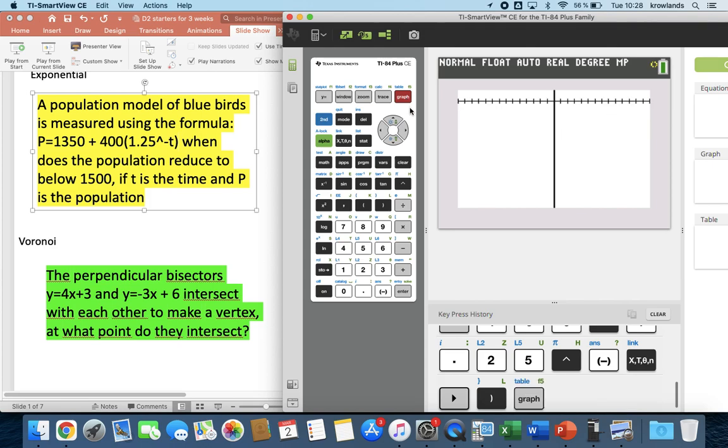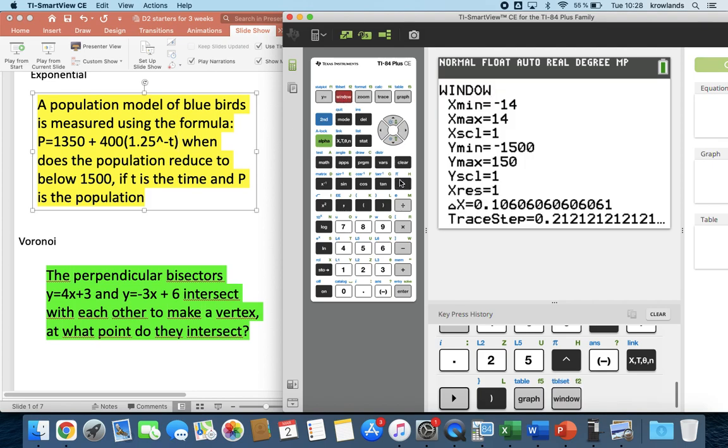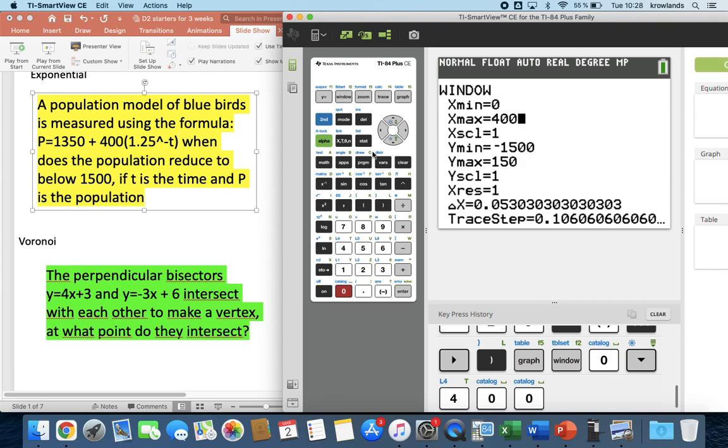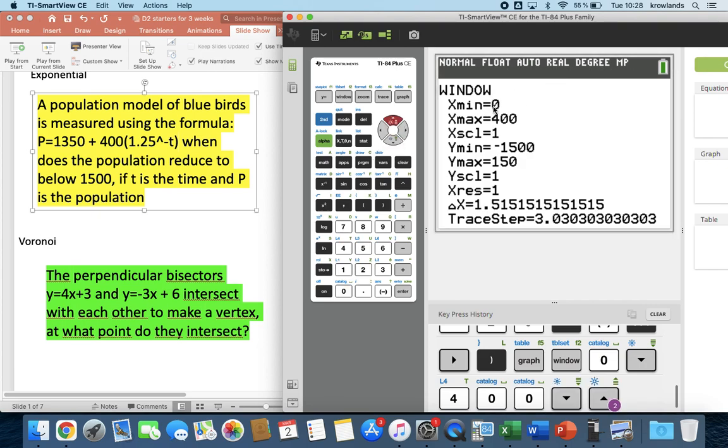Now if we press graph, we can see we cannot see the correct thing of the window. Now to do with population, we have time 0, and then time keeps going on, and we need to start with a positive population, so we can see completely the wrong thing here. So let's have a look. Let's change our window so that our minimum is 0, the population can't go below 0. Our maximum, let's say 400, this is to do with time, not population. 0 is the time, 400 is the time.